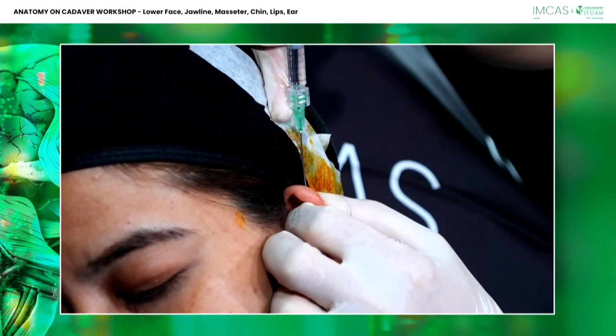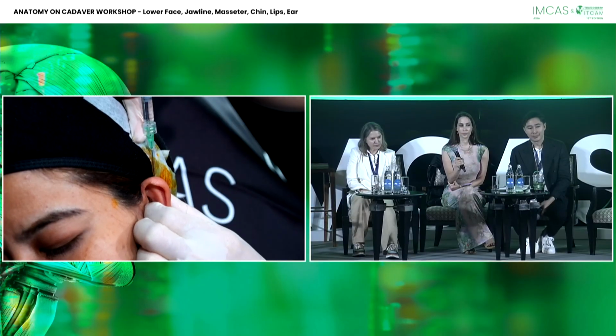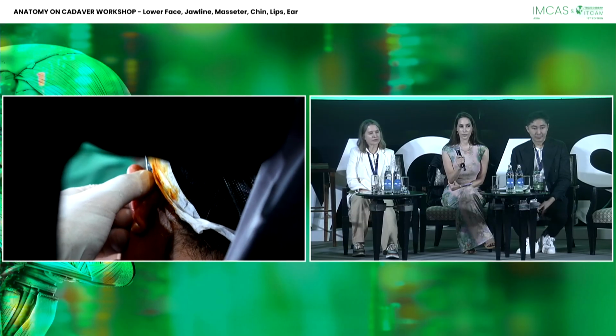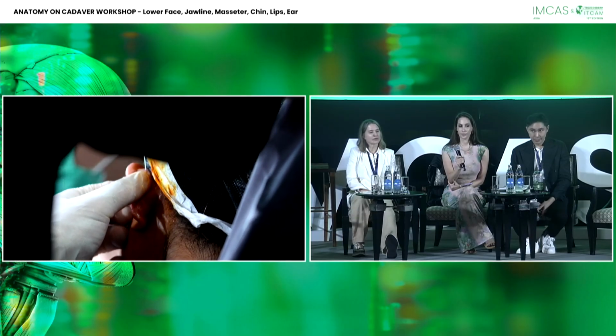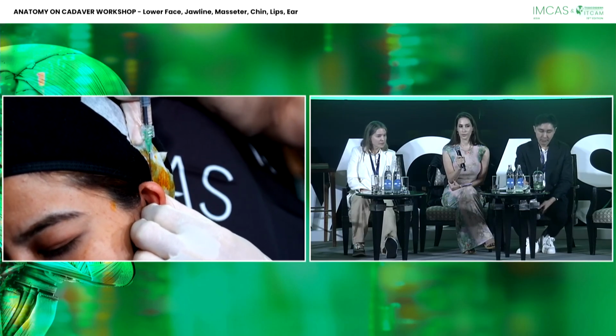How many cc's do you use on average per ear? It depends on how much space the patient has. Usually 2 to 3 cc's for one ear.